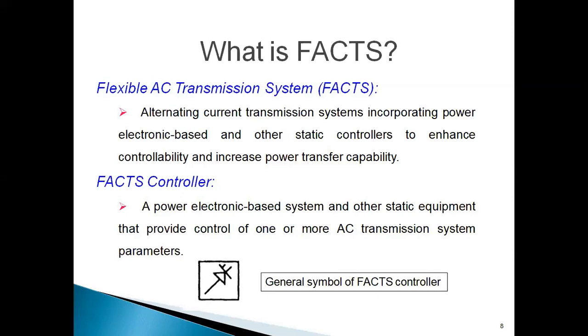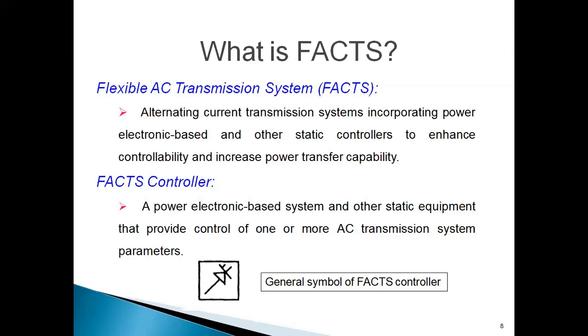FACTS controllers, as you are aware, are power electronic based controllers. Nowadays GTOs and many advanced power electronic devices are being used for manufacturing FACTS controllers. Due to its features, power electronics is finding application in the design of FACTS controllers, so it is fully a power electronic based system. Apart from that, some static equipment may be used. The objective is the same: to provide control over the transmission system parameters.